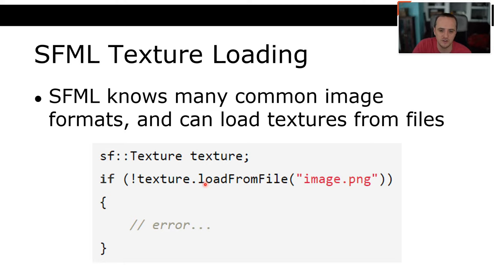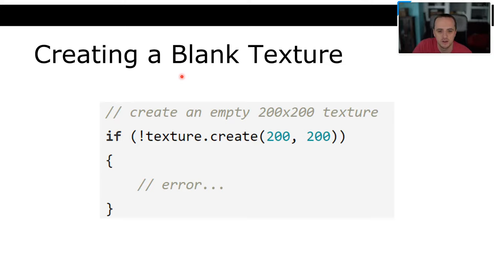And so if it doesn't load correctly, then you can use a statement like this that says, if not this function, so again, this returns a Boolean. If it's false, then if not that is true, so then you can go here, and this will essentially be an error handling step, right? So here we could print, oh, we couldn't load the thing. We can also create a blank texture. So for example, if we want to just create a blank texture, we could say texture.create(200, 200). So this would create an empty texture of size 200 by 200.